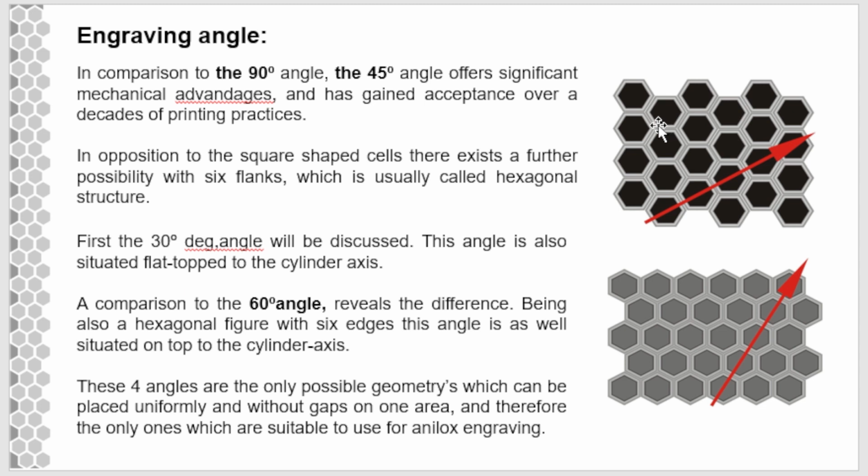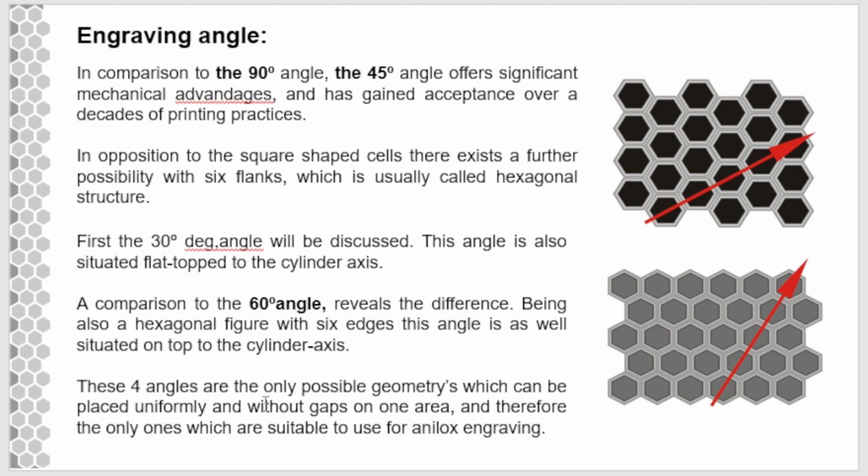First, the 30-degree angle will be discussed. This angle is also situated flat to the cylinder axis. A comparison to the 60-degree angle reveals the difference, being also a hexagonal figure with 6 edges. This angle is as well situated on top to the cylinder axis.